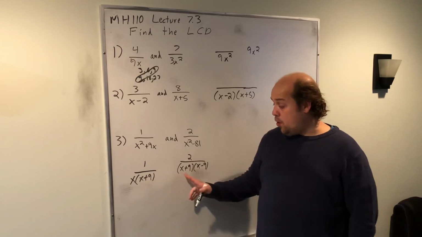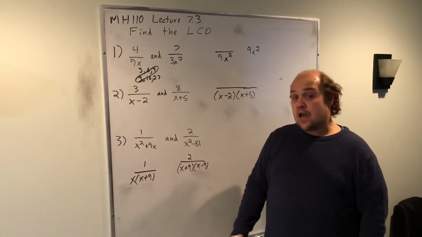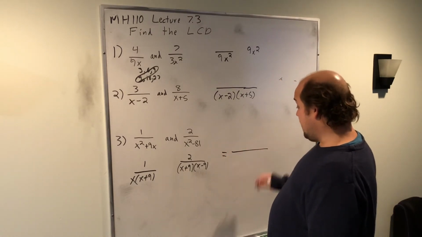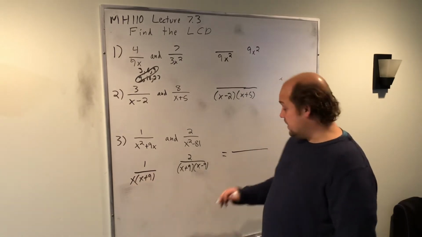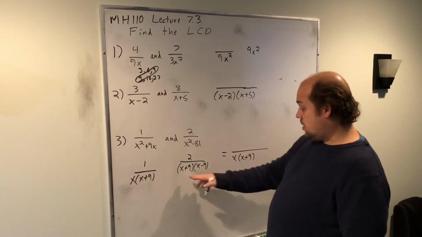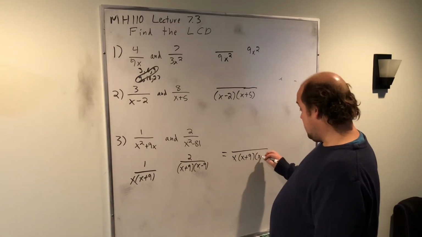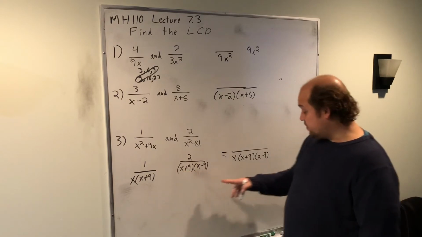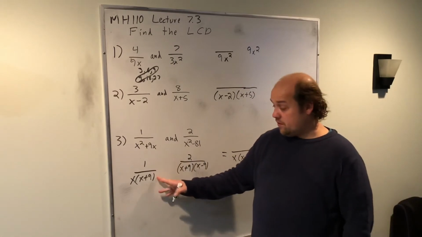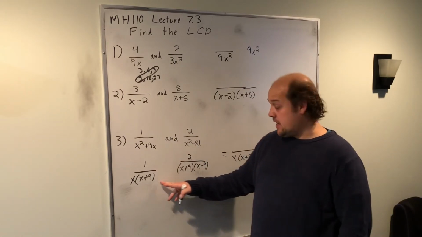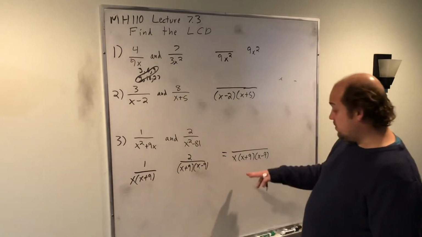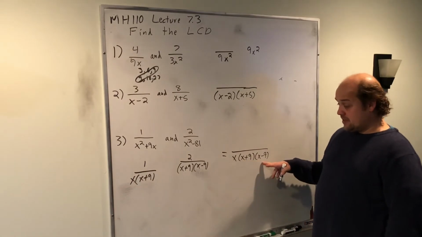Since it occurs in both of the two denominators, I only have to include it once, not twice, in my common denominator. So my common denominator needs to include everything. It needs to include this x plus 9, this x minus 9, but notice I didn't rewrite this x plus 9 because it was already there. So to create this common denominator, I'd have to multiply the first term by x minus 9 over x minus 9. I'd have to multiply the second term by x over x. That way, both of the bottoms would be x times x plus 9 times x minus 9.